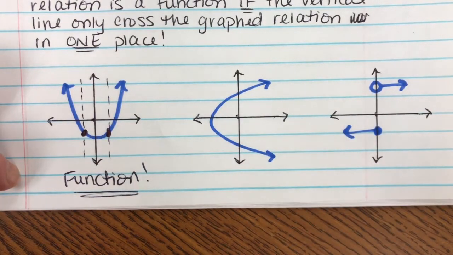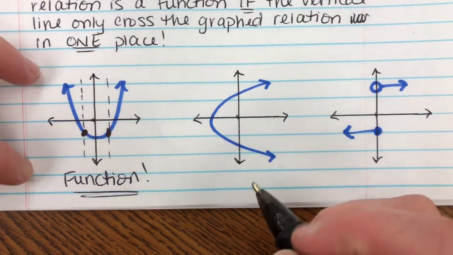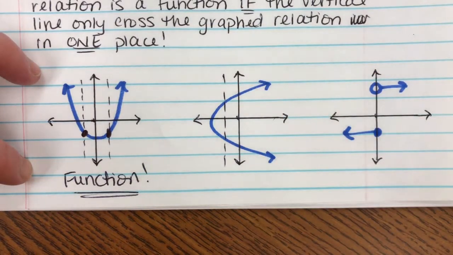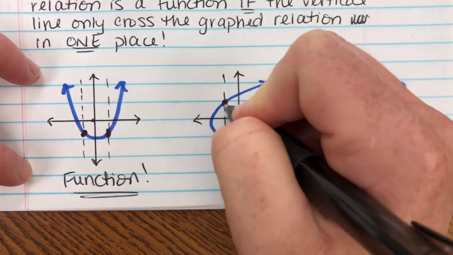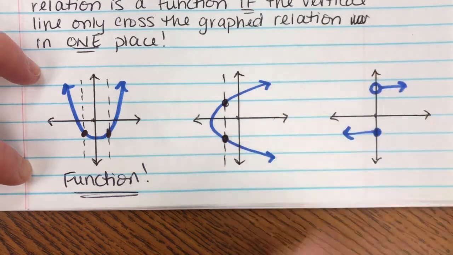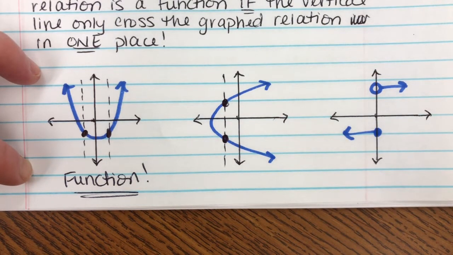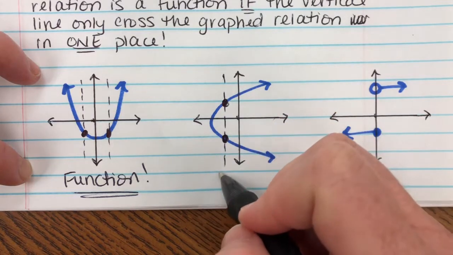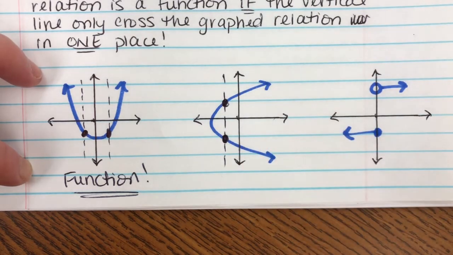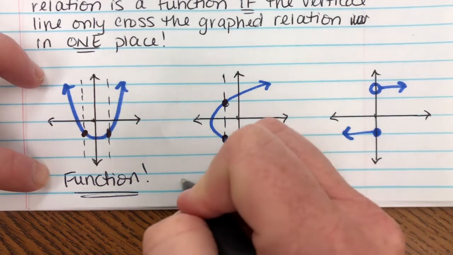Okay, for this next graph, any place on the graph, I should be able to draw a vertical line and it only touches my graph in one spot. So if I draw a vertical line here, where does it cross over my blue graph? Here and here. Oh. Okay, well that's not a function. If you draw a vertical line and it touches the graph of your relation in more than one place, then the relation is not a function.